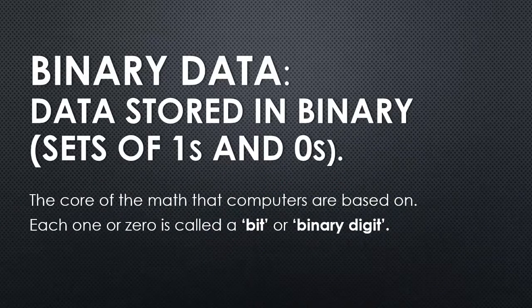What do we mean by binary data? Well, that's data stored in binary, which is sets of zeros and ones. And you probably are familiar with the idea that a computer is essentially representing data in zeros and ones. It's the core of the math that computers are based on. Each one or zero is called a bit, which is short for a binary digit. And when we're talking about binary data, we're really talking about numbers. A binary number like this one is representing a value with only two digits, either a 0 or a 1.